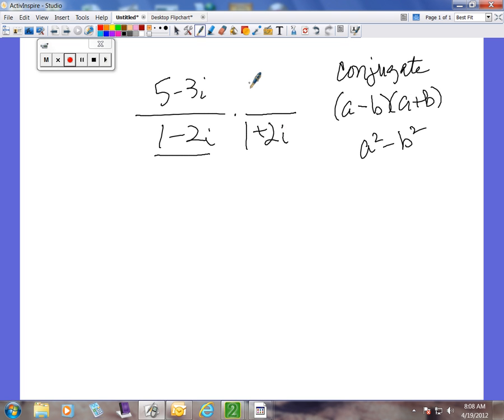But whatever I do to the bottom, I've got to do to the top. Go ahead and do that. FOIL both of them. Go ahead and distribute. See what you get. Write your answer in a plus bi form. Could be, but you want it in the a plus bi form. You'll see how to do that. It's not hard.